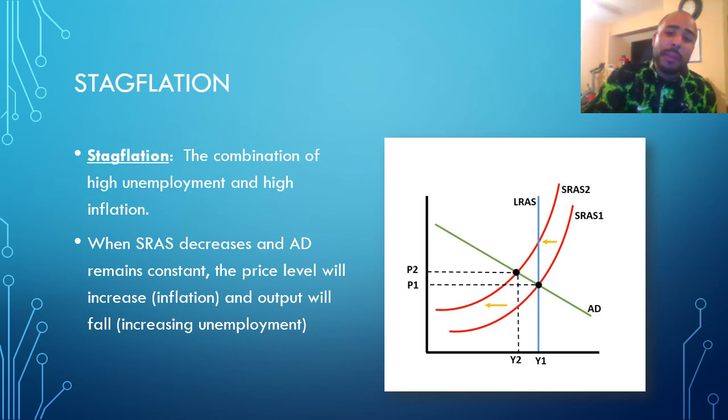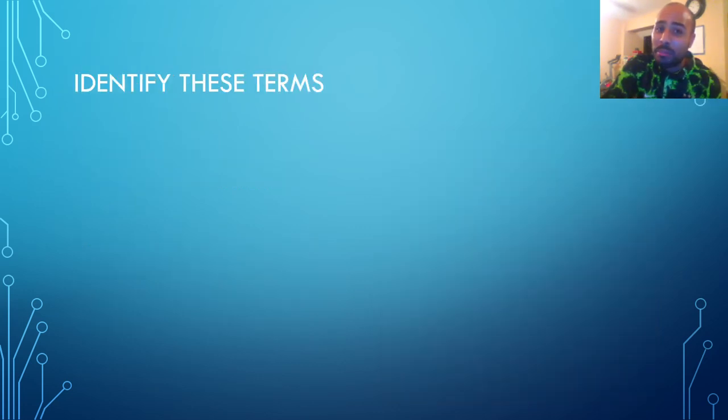This is like what happened in the 1970s when we had that oil embargo, where we were cut off from oil supplies by OPEC. Remember, oil is a really important determinant of our SRAS. So in the 1970s, our SRAS shifted to the left. That meant that everything in the economy got more expensive, and at the same time, people were losing their jobs. This is literally like the worst thing that can happen in the economy. So remember that stagflation is that nasty situation where we have high unemployment and high inflation at the same time.